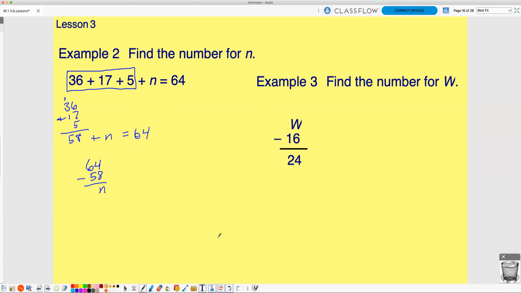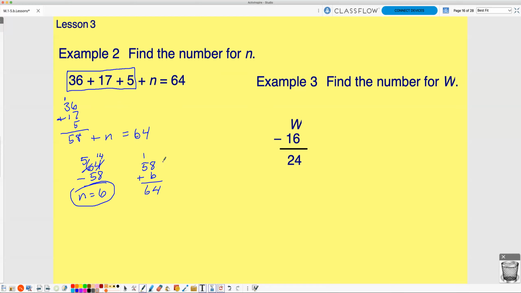So once I'm done with that, it looks like I have to borrow here. This turns into 14. 14 minus 8 is 6. So that means that n equals 6 in this case. And if I want to double check my work, I could take 58 plus 6, and that would be 14, carry that, that'd be 64, perfect. So that means it's right.